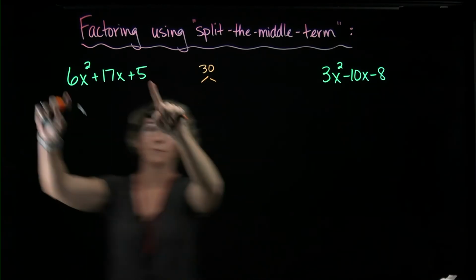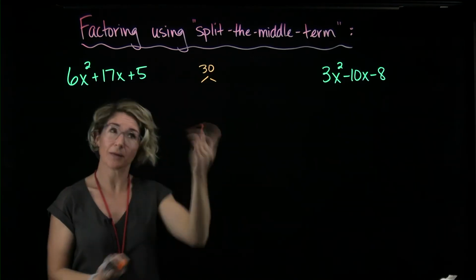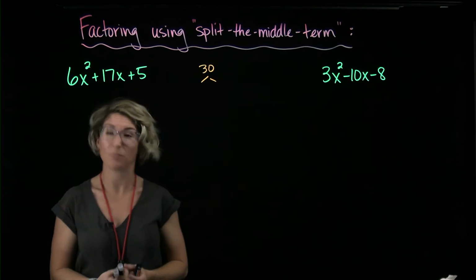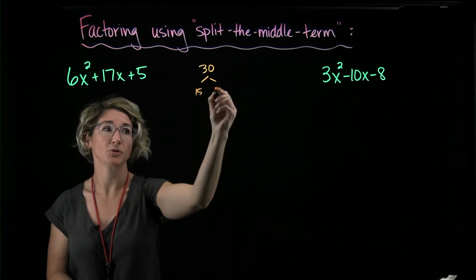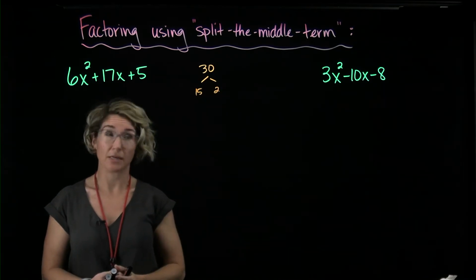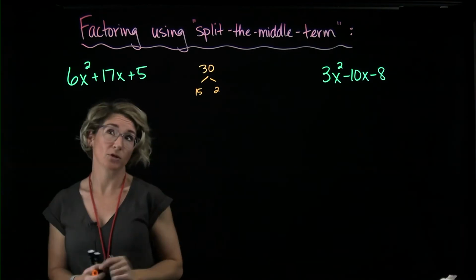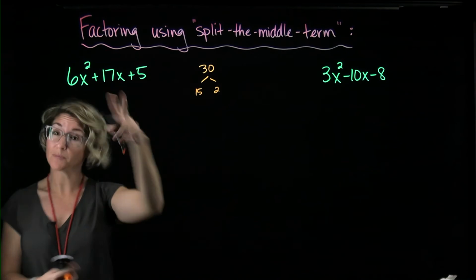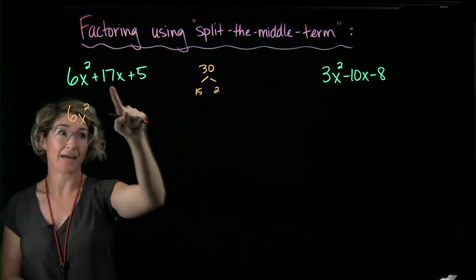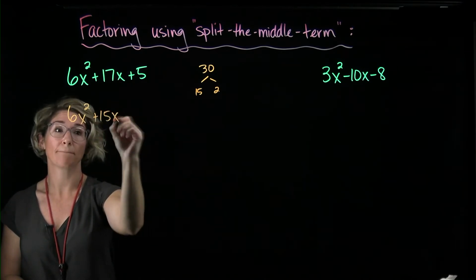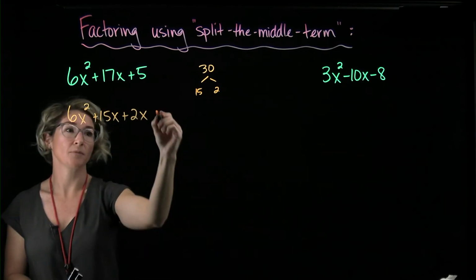So we need to think about, if I take this 6 times this 5, giving me 30, what numbers are going to multiply to 30 that when I add them together I get positive 17. If you think about the different factors, I came up with the numbers 2 and 15. They multiply to 30, but they add together to give me 17. So instead of writing my original problem with 3 terms, I'm going to split this middle term. I'm going to still have my 6x squared, but instead of saying 17x, I'm going to call it 15x plus 2x. Same thing as 17x, so I haven't affected my problem, but now I have 4 different terms.